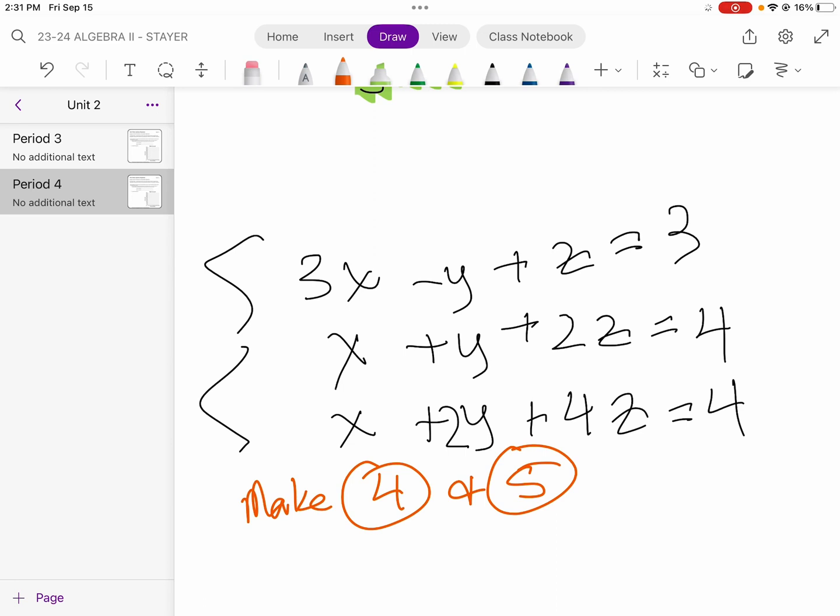No, only the top, because if you multiply this by 2, won't these be in a way that we can eliminate? Well, what I mean is, this right here would be 6x minus 2y plus 2z equals 6. Wouldn't these eliminate x and I can just add straight down?